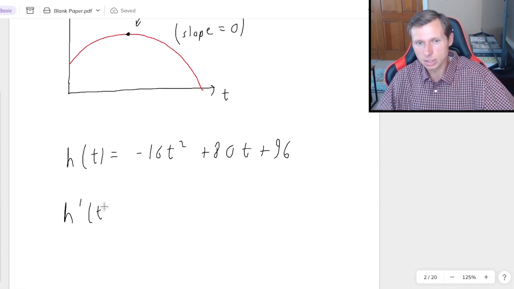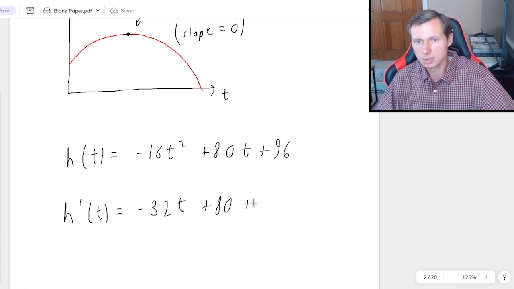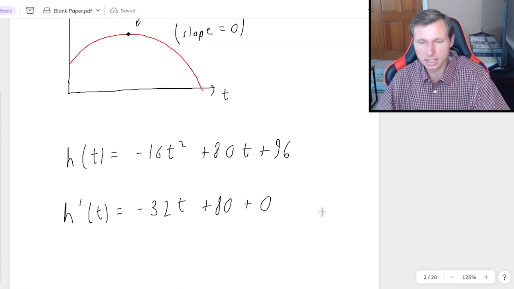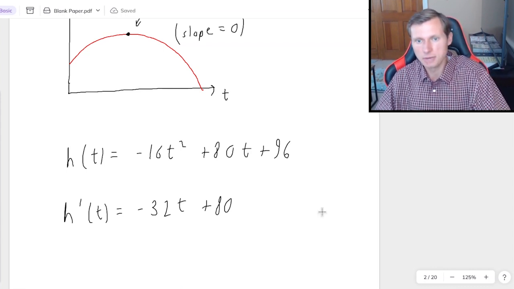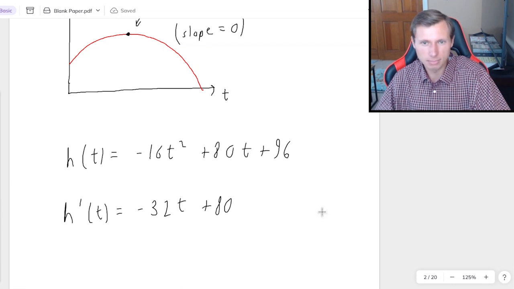So let's find that derivative. It's going to be some easy power rules here. Negative 32t plus 80 plus 0, which I technically don't even need to write, the plus 0. Now, if you don't understand how I found that derivative, honestly, you should be watching another video on basic derivatives, because I'm assuming you know this already.